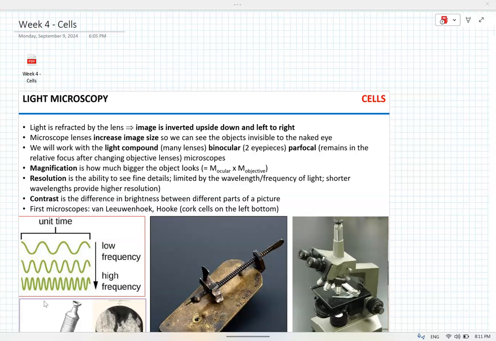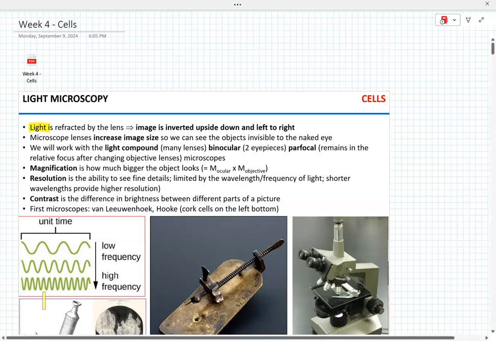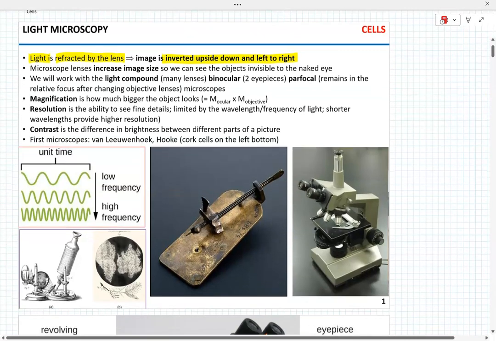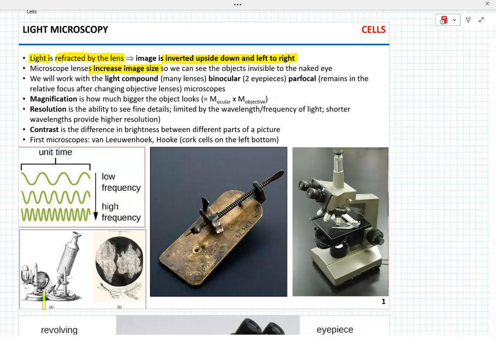Light microscopy obviously uses light, which can be refracted by the lens within the microscope. This refraction results in the image being inverted upside down and left to right. But in addition to that, microscope lenses increase the size of the image, enabling us to see the objects that are otherwise invisible to the naked eye.